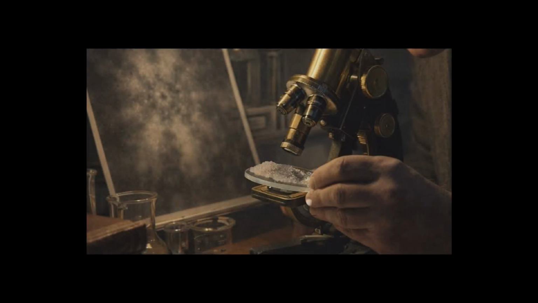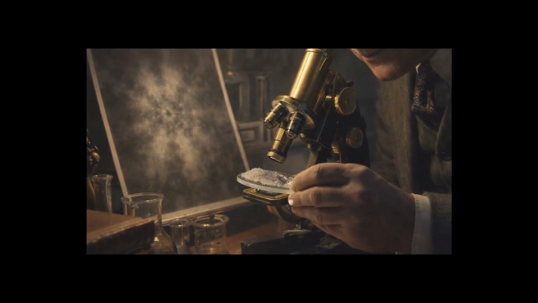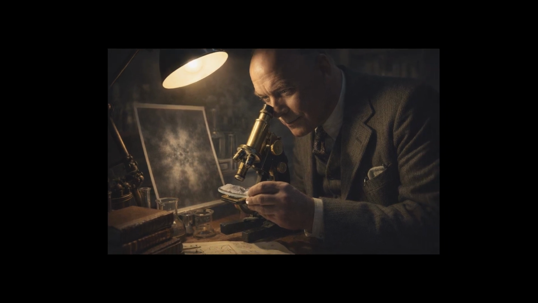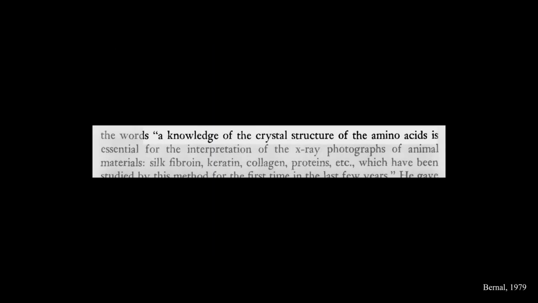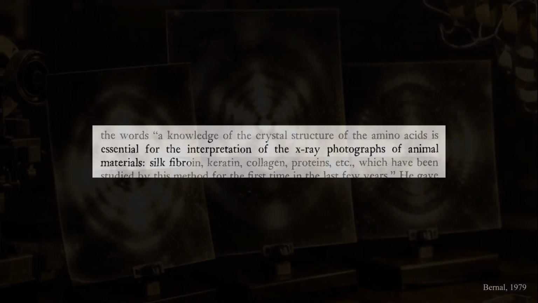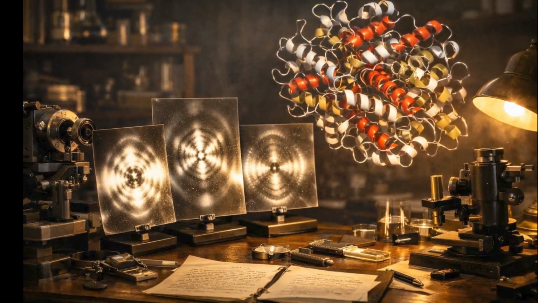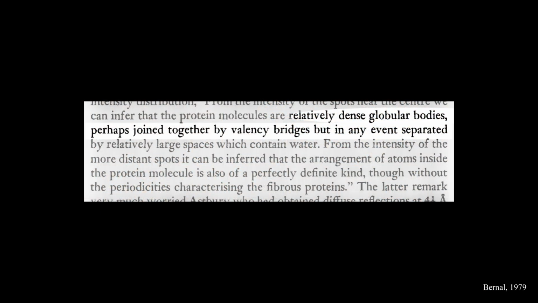As mentioned earlier, the purity of the crystal determined how well the images could be analyzed, and Astbury's crystals were not yet good enough to analyze proteins of high complexity. However, John Desmond Bernal and Dorothy Crowfoot Hodgkin proposed that a knowledge of the crystal structure of the amino acids is essential for the interpretation of the X-ray photographs of animal materials, and in studying the structure of amino acids, they were able to produce the first clear images of proteins, describing pepsin as dense globular bodies, perhaps joined together by valency bridges, but in any event separated by relatively large spaces which contain water.